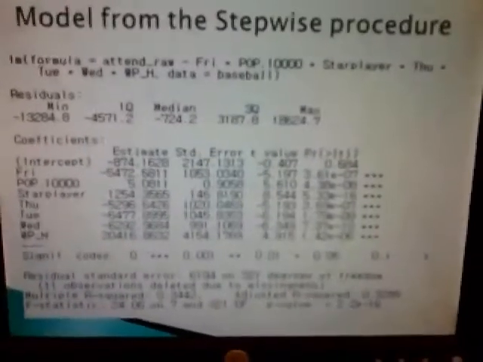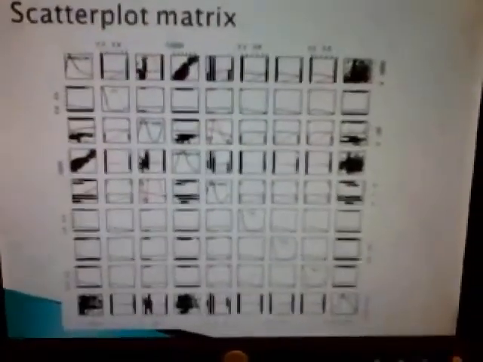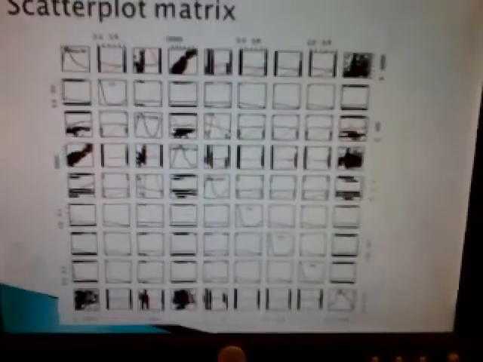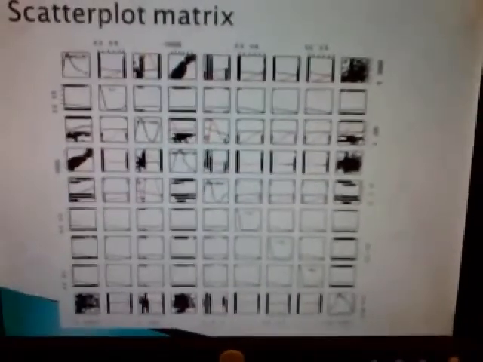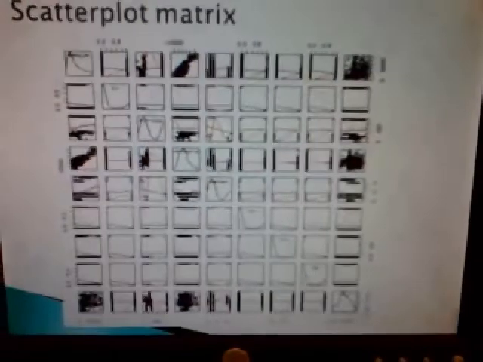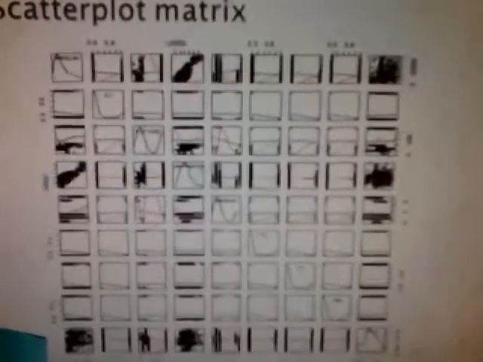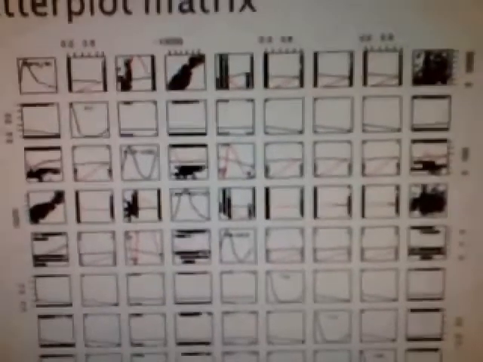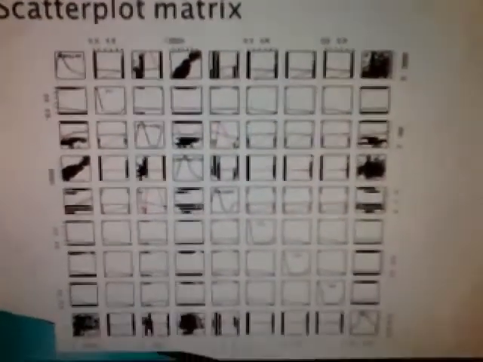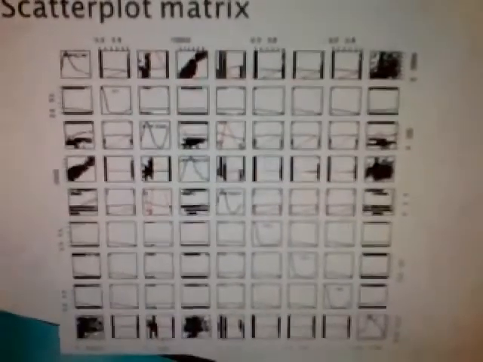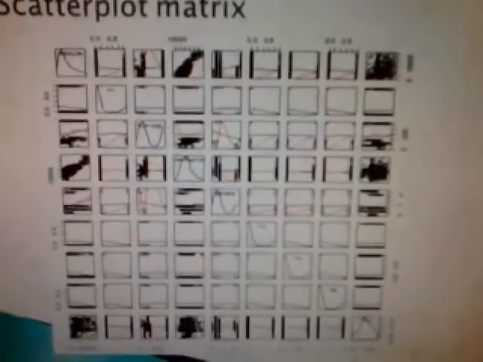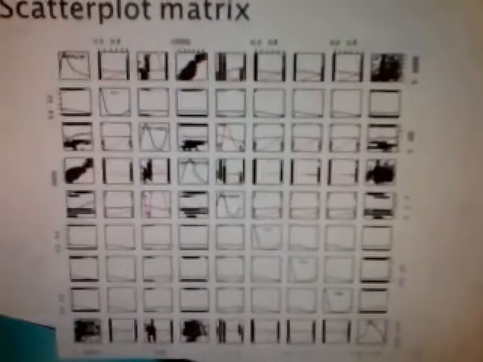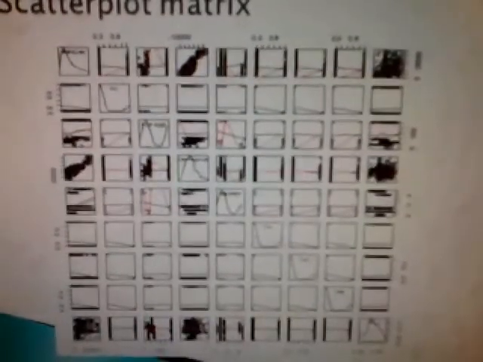After we got the model from this stepwise procedure, we drew a scatter plot matrix to see whether there are some patterns among the variables. As we learned from the lectures, by looking at the scatter plot matrix, we can get more information about whether there are some problems in our model, or whether there are some ways we can improve our model. So we drew this matrix and found some patterns between the residuals and explanatory variables.